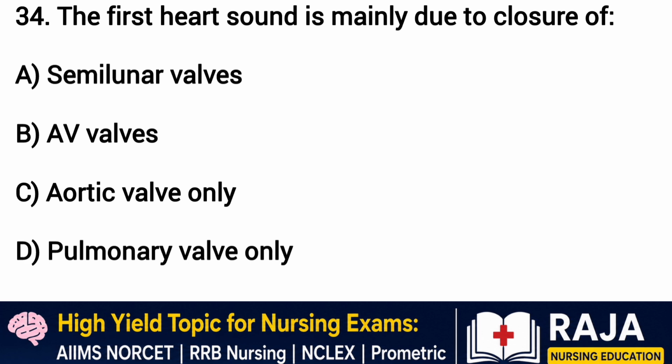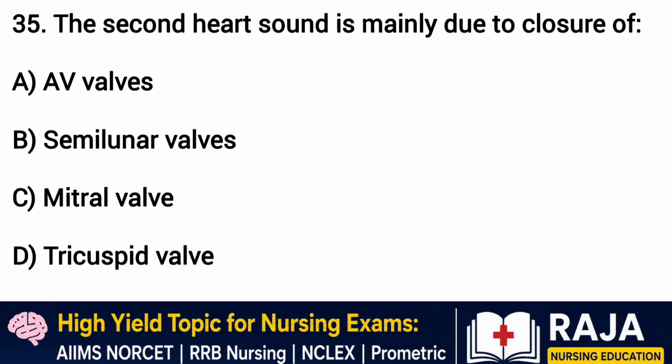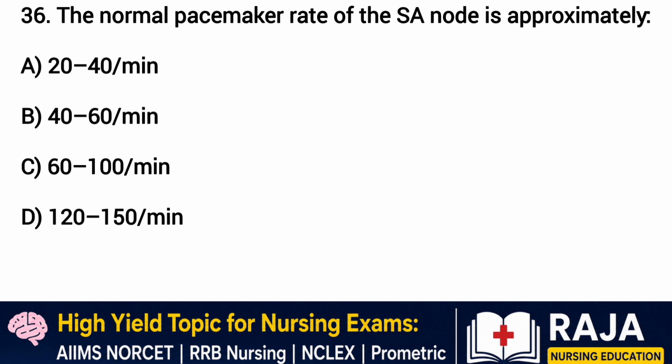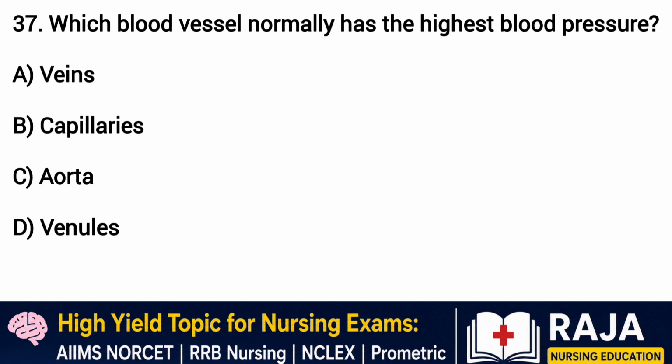The first heart sound is mainly due to closure of? AV valves. The second heart sound is mainly due to closure of? The answer is B. Semilunar valves. The normal pacemaker rate of the SA node is approximately? The answer is C. 60 to 100 beats per minute. Which blood vessel normally has the highest blood pressure? The answer is C. Aorta.